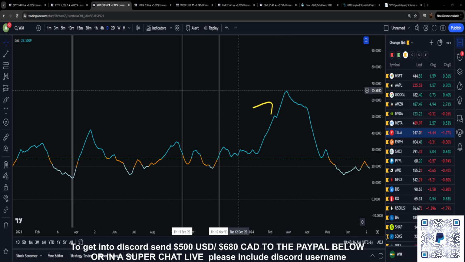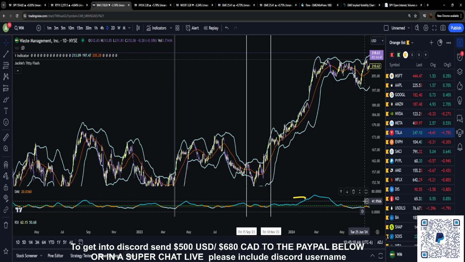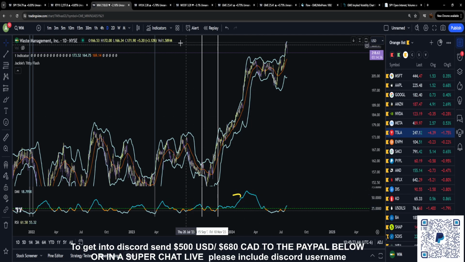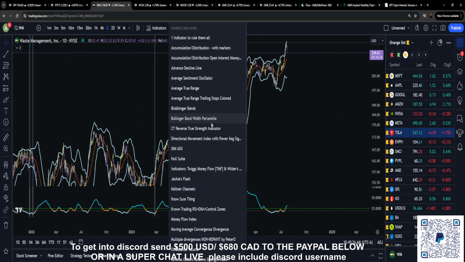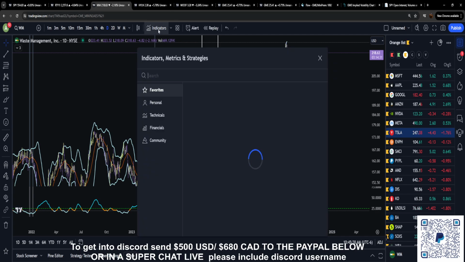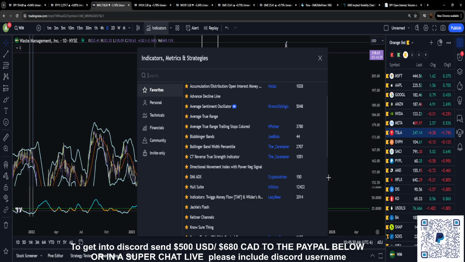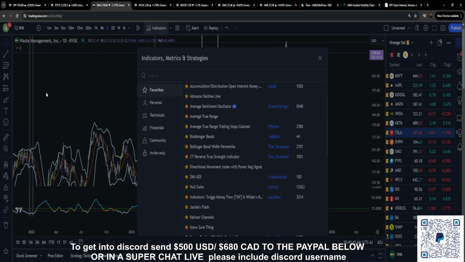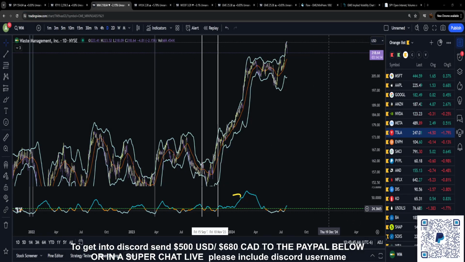Okay, so a couple of you guys are asking where to find the DMI ADX indicator. This one right here is actually one that I've created. But fortunately, there is another one that I have here. Let me open this up for you guys. This one here is from Crypto Adrian. I'll post it in the chat box for you guys. And yes, this video is being recorded and it will be on Discord later.